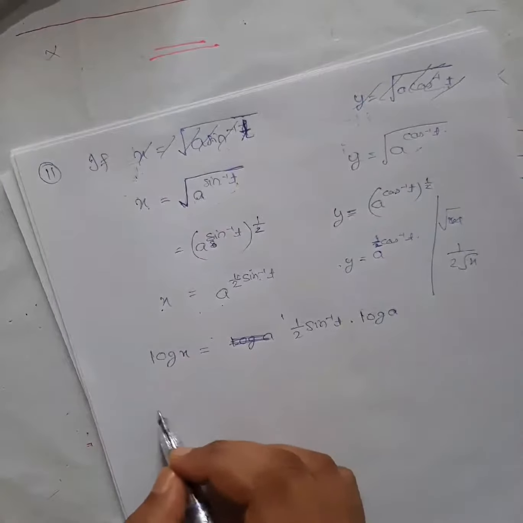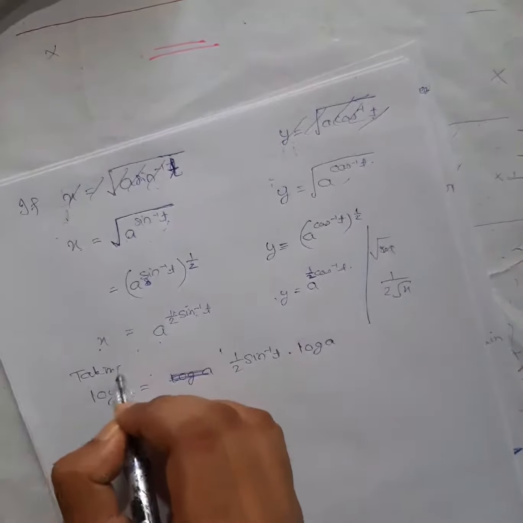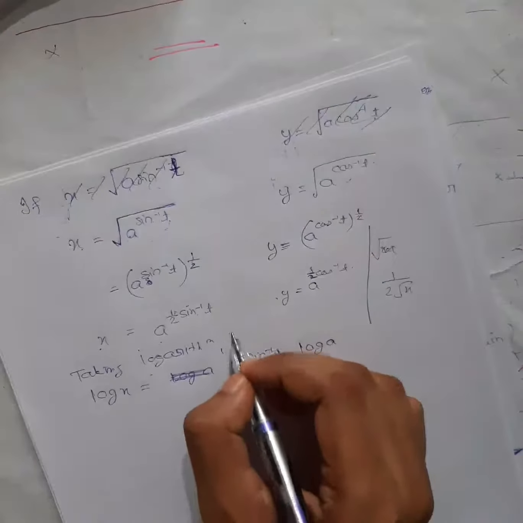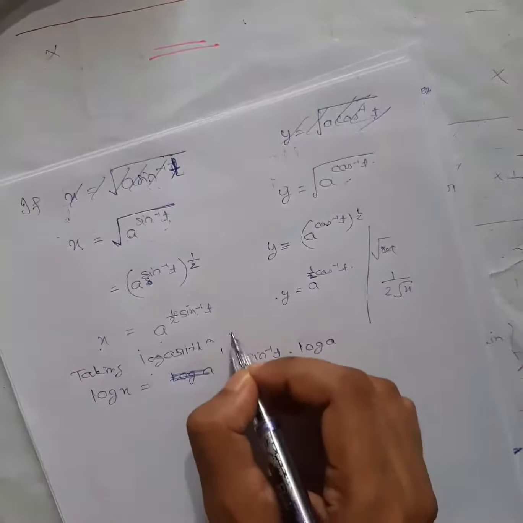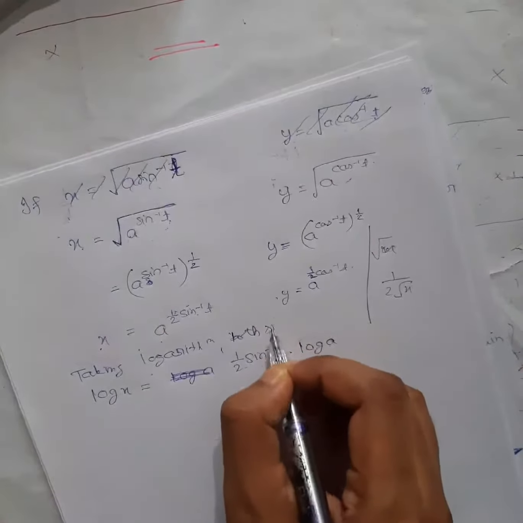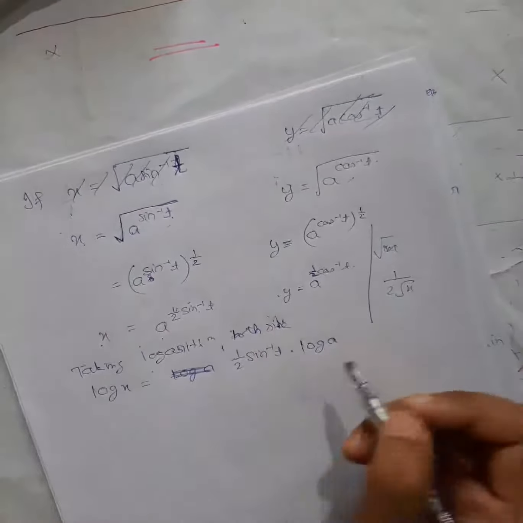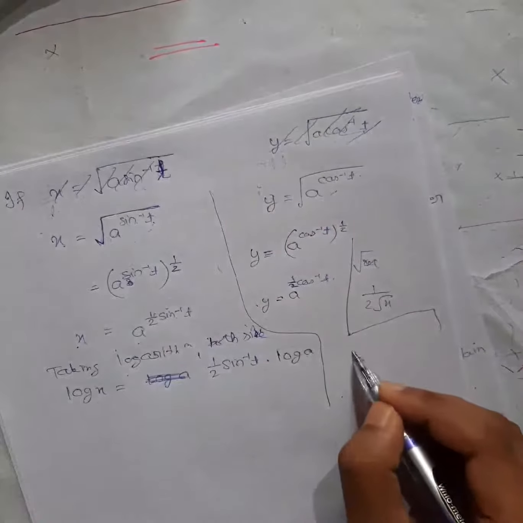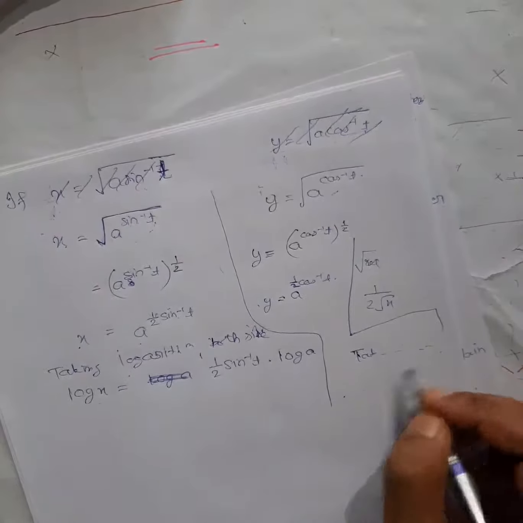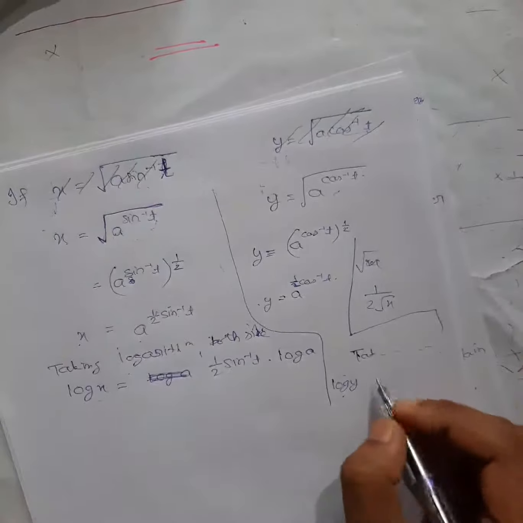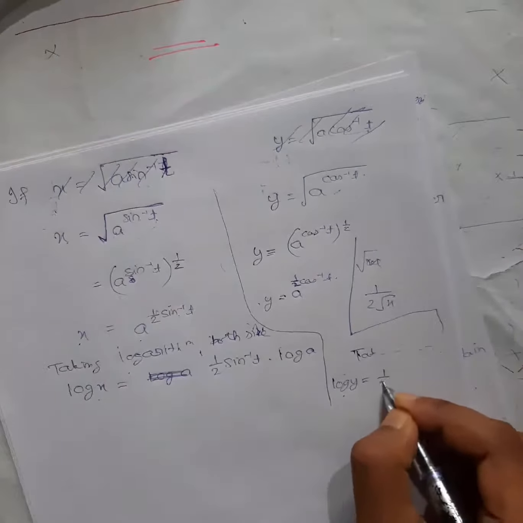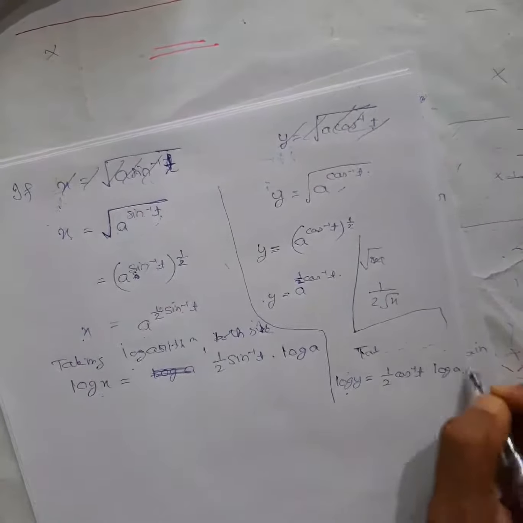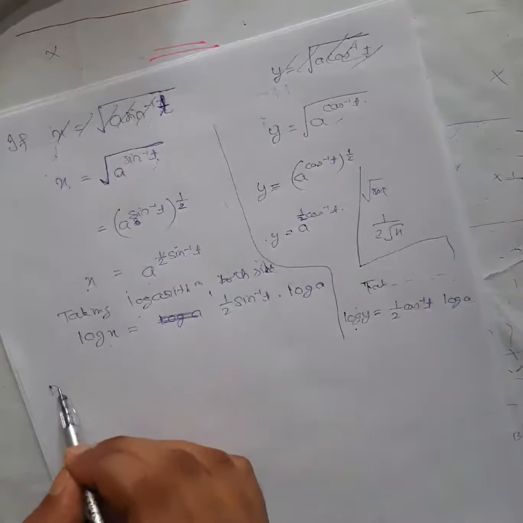Then similarly, taking logarithm both sides, you write down the full form. Since I am writing log, you might also write it in the exam, but write the full form, taking logarithm both sides. Same way you will take logarithm for this also, taking logarithm both sides. So what you will get: log of y is equal to 1 by 2 cos inverse t log of a. Now I will differentiate this one.